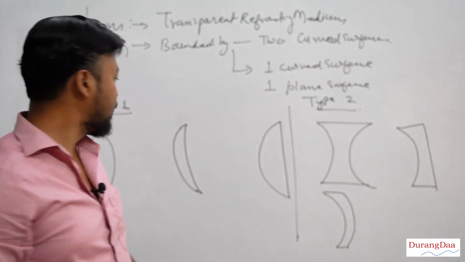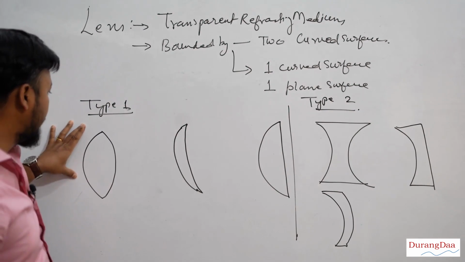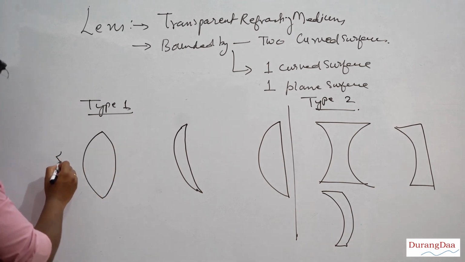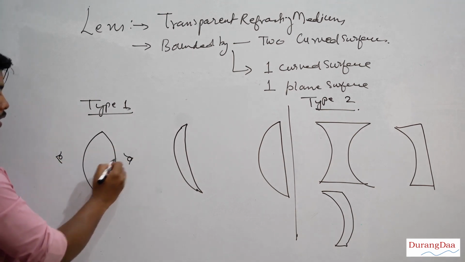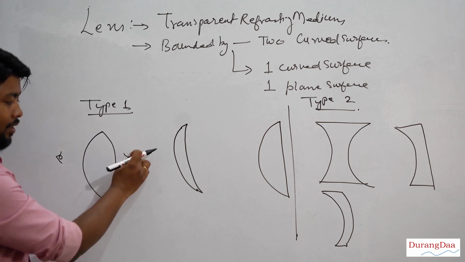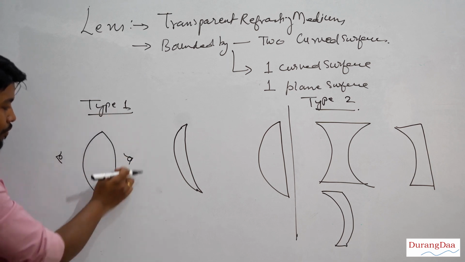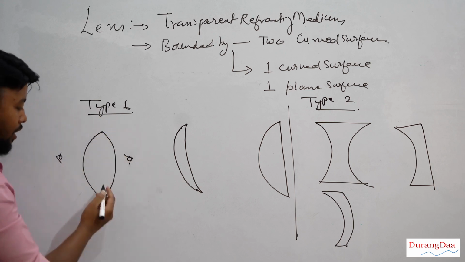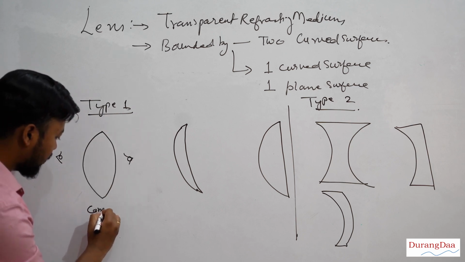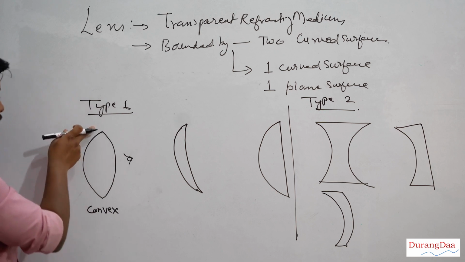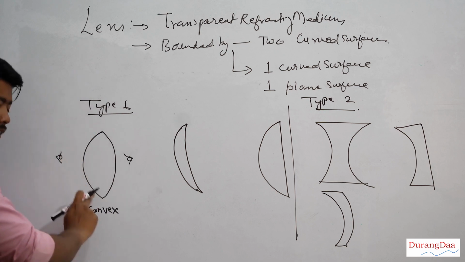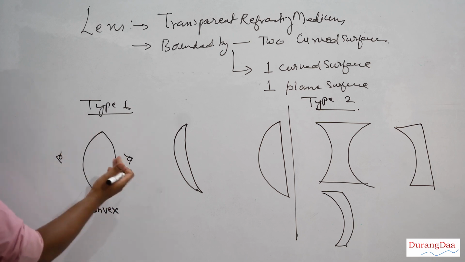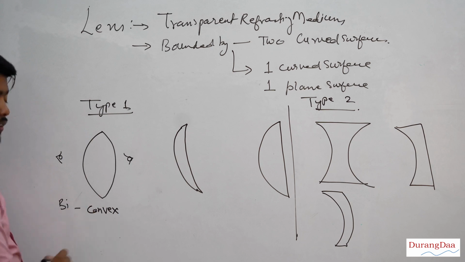Now, how to name it? See, the simplest, easiest way to name it. Suppose you want to name this lens. All you have to do is imagine that you are looking at this lens from this side and from this side. If you look from this side, think as if you are standing here. This surface in front of you is which type of curve? This is convex, obviously convex. So we can name it like this, convex. And if you look at this from the other side it is also convex. So from both sides, if you see the lens, it is convex. So we can write it as biconvex lens.